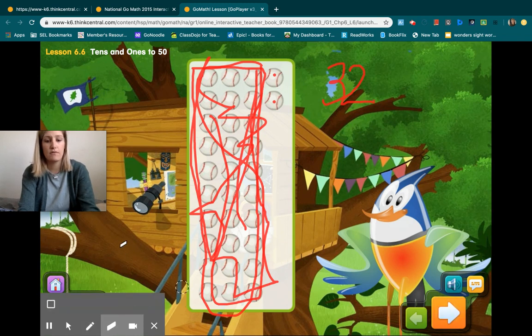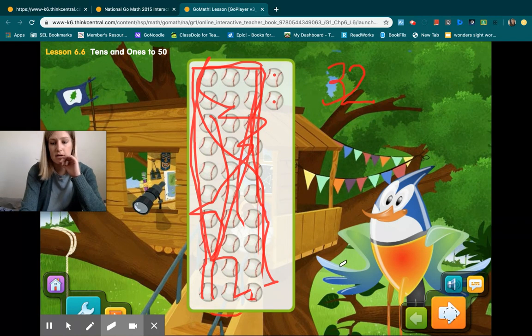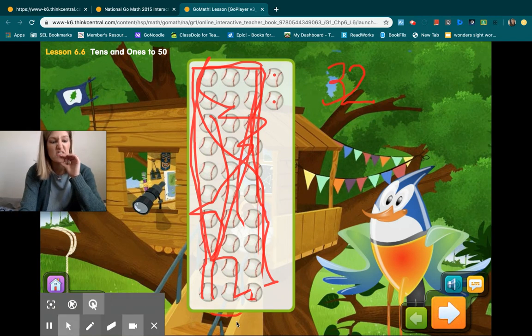Now I'm going to erase. I wonder if I just went ahead if it would erase for me, because I don't feel like erasing all that.